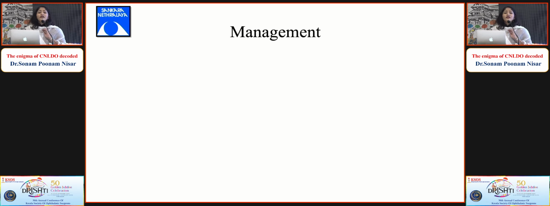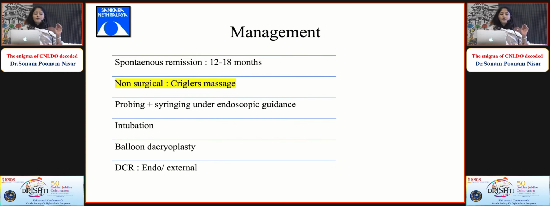Now, 80 to 90% of these children actually have a spontaneous remission. So we must technically wait for at least 12 to 18 months before we plan any surgical intervention. Now, what do we have to do? If there is a block, there are going to be tears collected in the lacrimal sac. Any potential dead space is a potential site for infection. So most importantly, in order to prevent any acute infection, we must keep on emptying that dead space.